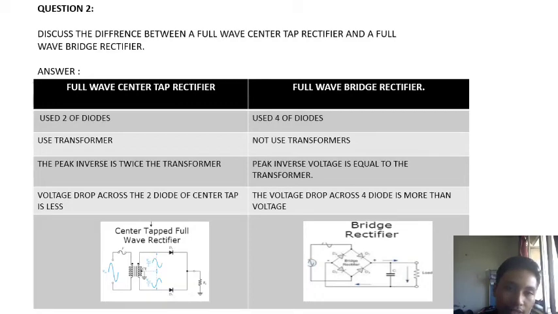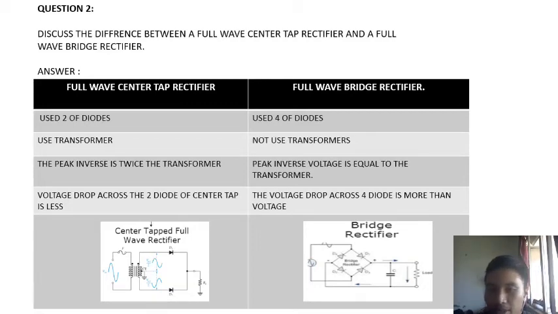Today I want to discuss my EOC question number 2. The question is: discuss the difference between a full wave center tap rectifier and a full wave bridge rectifier. So my answer is, the full wave center tap rectifier uses two diodes. It uses a transformer. The peak inverse voltage is twice the transformer voltage. The voltage drop across the two diodes of center tap is less.